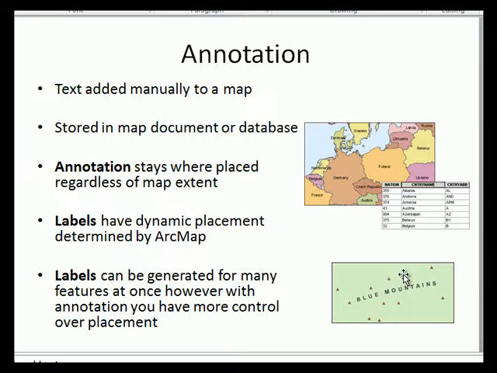So the two big types of ways we use text on maps. One is labels, labeling features based on an attribute table. The software handles the placement of it. It's good because you can do it in bulk. You can change all the properties of the text at one time. You can make it all bigger. You can make it all a different color. Annotation is a little bit more time consuming, but you have finer control over it.